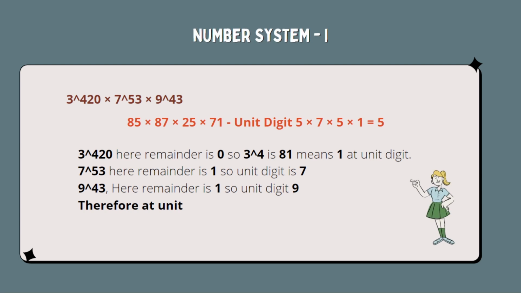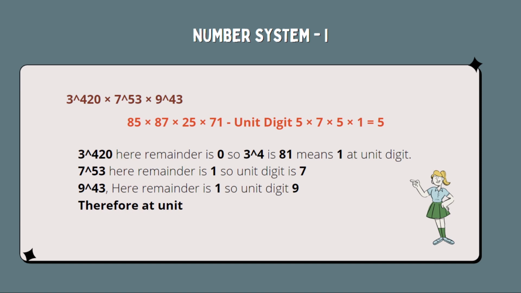Next, there is an expression: 3 to the power 420 into 7 to the power 53 into 9 to the power 43. Let's understand, when there is a multiplication, how do we find the unit digit? Suppose we have to find the unit digit of 85 into 87 into 25 into 71. We simply take the unit digits of each number. For 85, the unit digit is 5, 87 has 7, 25 has 5, 71 has 1. Take all the unit digits, that is 5 into 7 into 5 into 1.